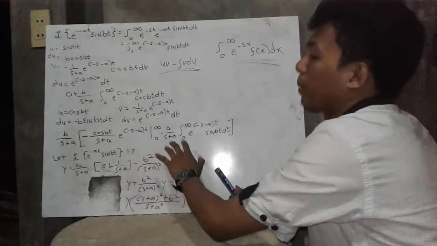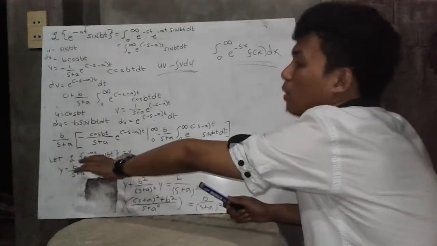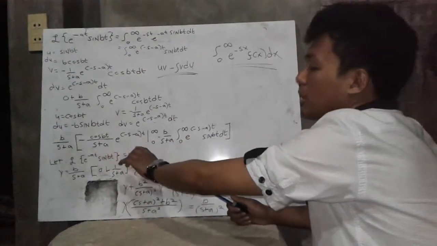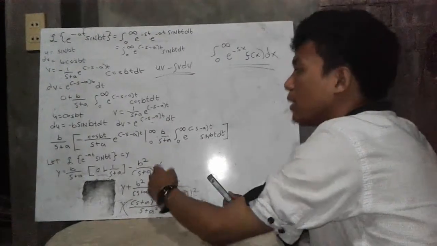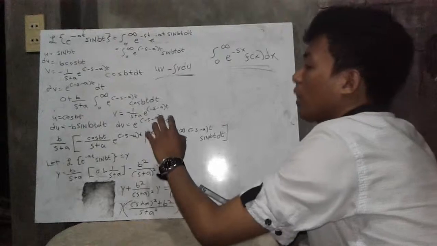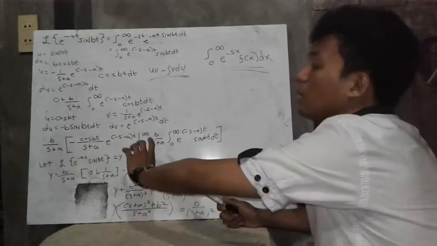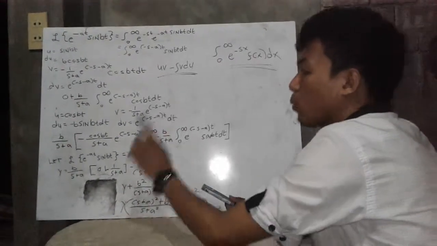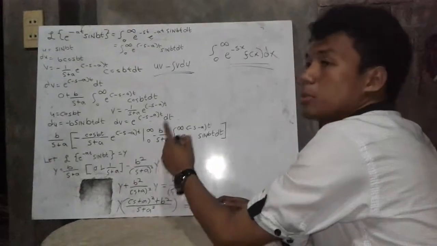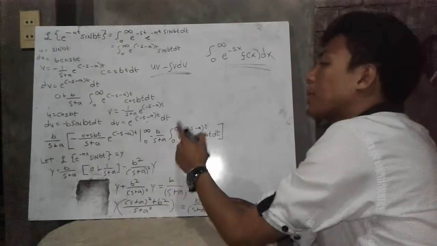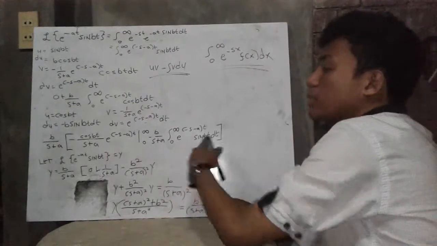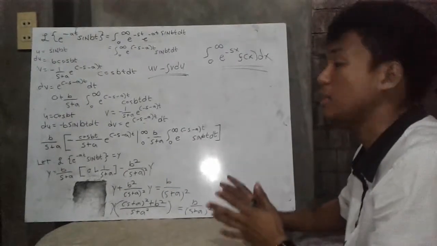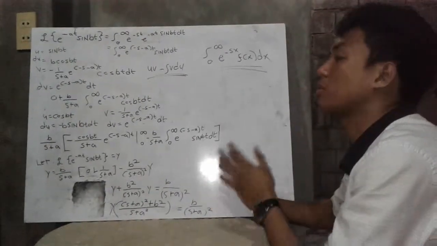So for the second integration by parts, we got negative cosine bt times b over s plus a, times e raised to negative s minus a times t. Then get its limit. As t approaches infinity, we got 0. And as t approaches 0, we got 1. Minus b over s plus a times the integration from 0 to infinity of e raised to negative s minus a times t, sine bt dt, for our integration of v du.